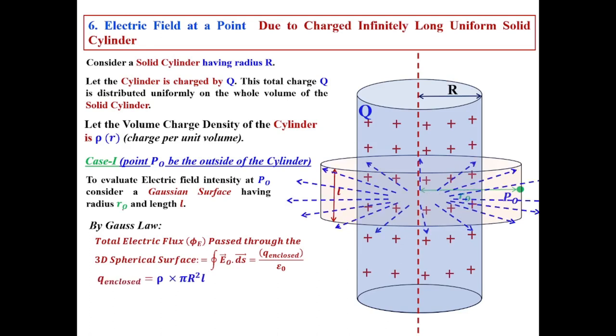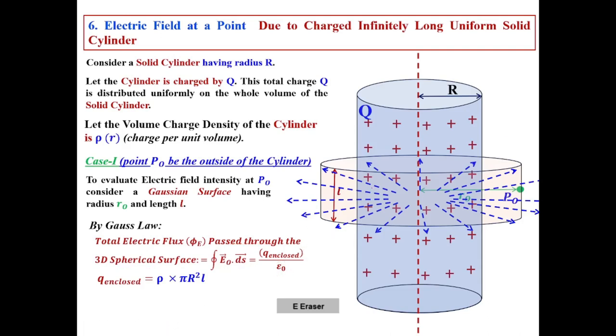Now, by Gauss law, the electric flux passed through the 3D surface, this Gaussian surface, that is the integral of E_O dot dS, equals the charge enclosed by the Gaussian surface divided by epsilon 0. Remember, this is always the charge enclosed by the Gaussian surface, right? Now, first we have to find out how much charge is enclosed by the Gaussian surface.